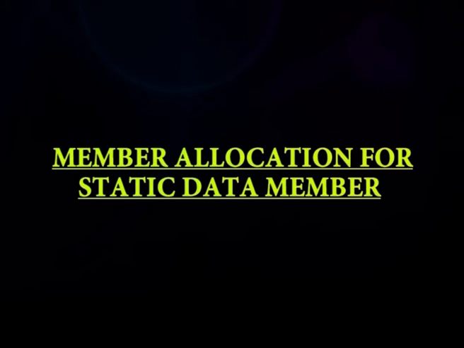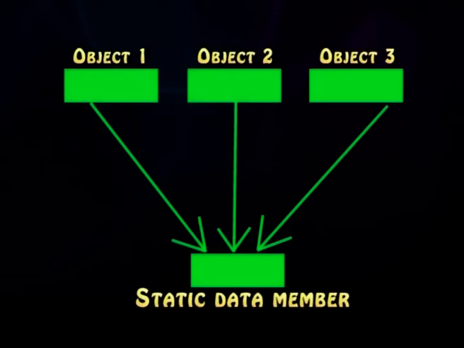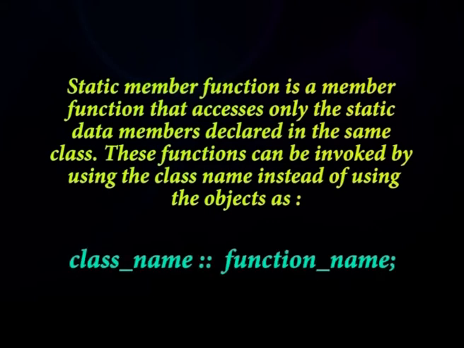Memory allocation for static data member. Different objects of the same class will be allotted the same memory space as the static data member maintains a common value for its class objects. A static member function is a member function that accesses only the static data members declared in the same class. These functions can be invoked by using the class name instead of using the objects, as is shown. Like static data members, one may access a static member function of a class without using an object of the class.